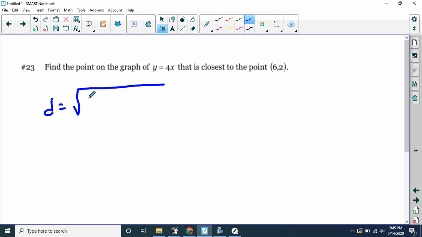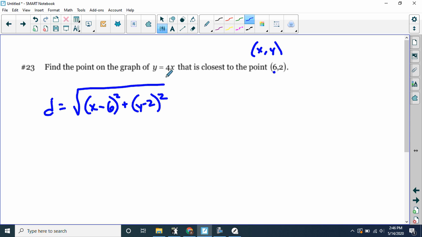The distance formula is the square root of (x1 minus x2) squared plus (y1 minus y2) squared, and we're going to use this point as x2. Basically, our unknown point is (x, y), and the point we know is (6, 2). The problem is, before we take the derivative, this is in terms of both x and y. We only want it in terms of one variable.